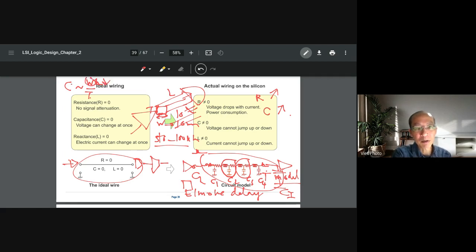width reduced, thickness reduced. So in real life, I see that the C per micron is almost constant, which is about 0.2, if I remember correctly, 0.2 femtofarad per micron. That's the number. It's just stayed the same for maybe 20 years.